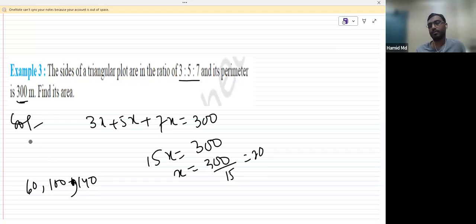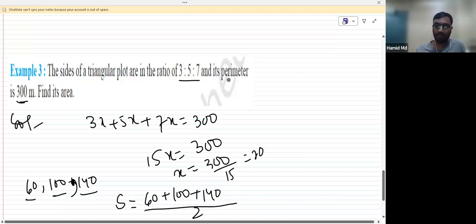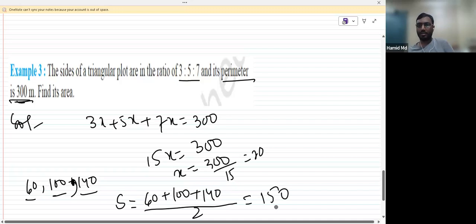Yes, sir. So we know this is one side, this is another side, and this is the other side. Then we will use the formula. First of all, we will find the semi-perimeter: 60 plus 100 plus 140, divided by 2. It was already said that the perimeter is 300, so just divide 300 by 2. How much will we get? 150. Proceed in the same way. So it's easier? Yes, sir. Do it.